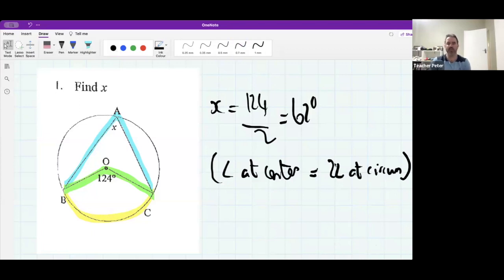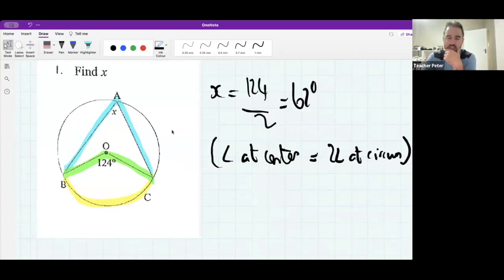Give me a score out of 10 about how you're feeling. 10 is perfect, 5 is kind of okay, 0 is nothing. How are you feeling about these ideas that we've done about angles at the center and angles at the circumference and some of the vocabulary that I've been using? Okay, cool. All right, so then let's keep practicing. So that's good.